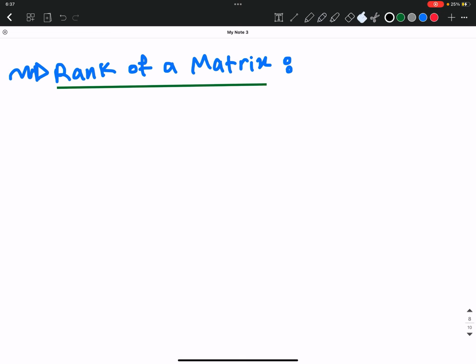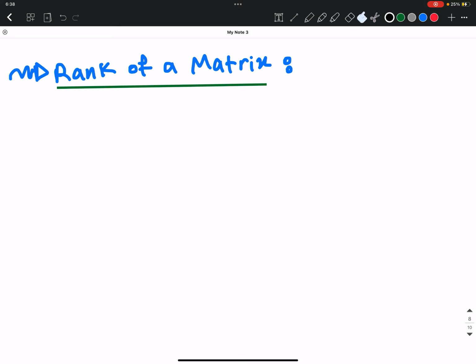Hello everyone. In this lecture, we will talk about some properties of matrix. We will first talk about rank of a matrix, then we will talk about determinants and how can we calculate them. Finally, we will talk about eigenvalue problems and singular value decomposition. So let's get started with the first definition we have, rank of a matrix.